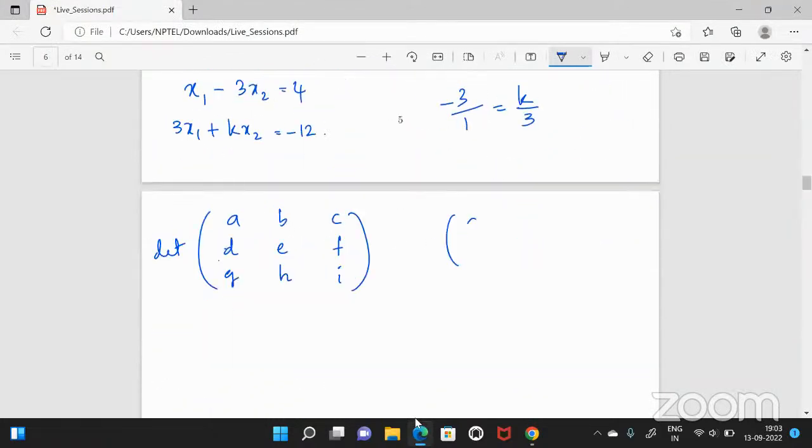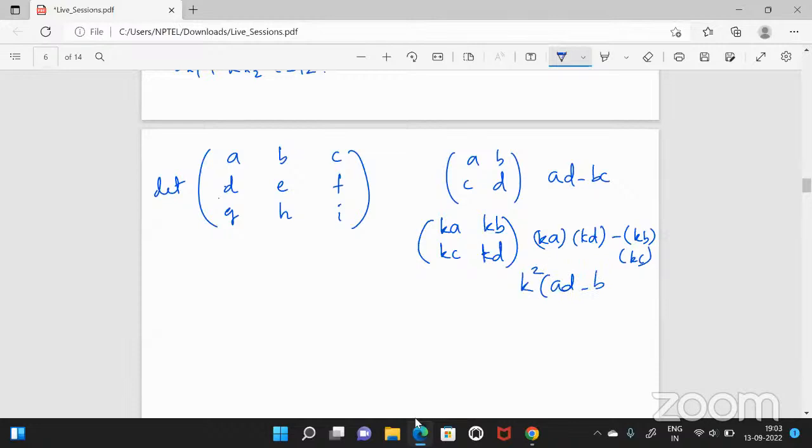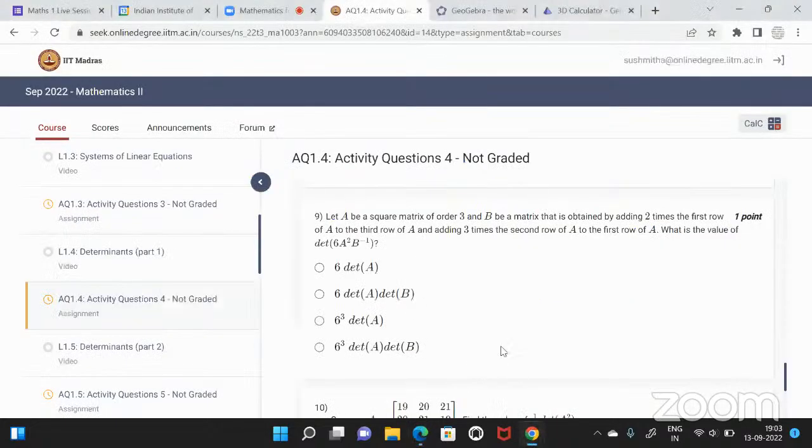Say I have a 2 cross 2 matrix A, B, C, D. We know its determinant is AD minus BC. And then I'm multiplying this matrix by k. The determinant will be multiplied by k square. So the determinant becomes k into kd minus kb into kc. So you'll have a k squared common, AD minus BC. From every row or every column, I can take a k out. So if I have a 3 cross 3 matrix, 3 times it will come out, power 3.